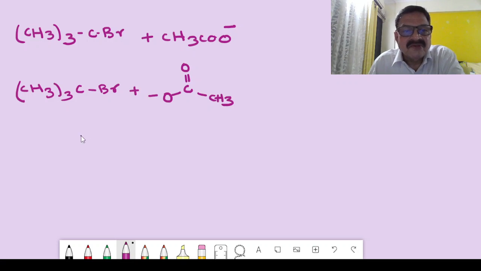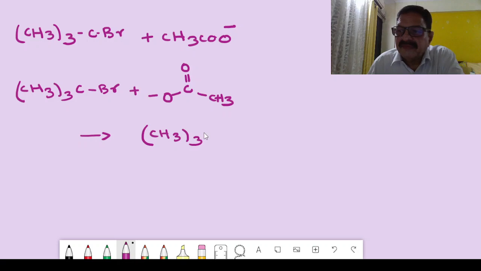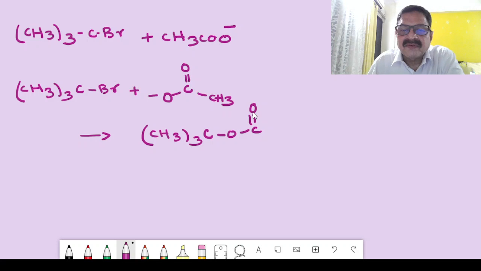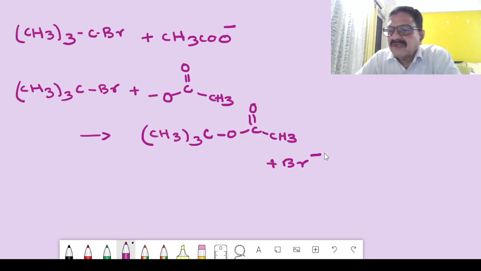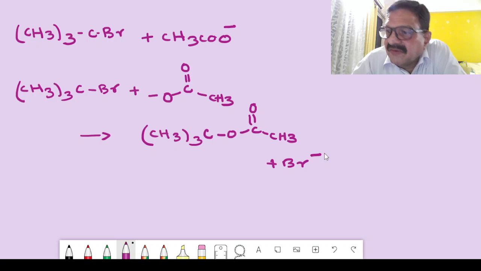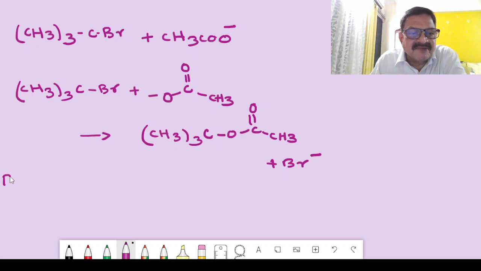CH3. Okay, so this is giving you this compound. Then C will be there, O, CH3. Then Br minus. Correct? So this is the compound, or the molecule, being formed here: CH3COOCH3 and Br minus. So here we have seen the rate of the reaction.